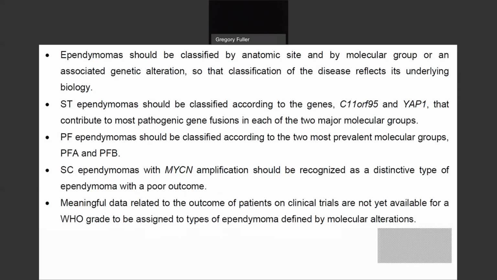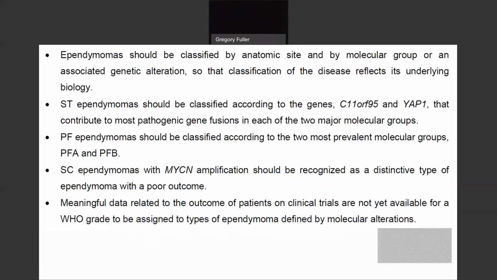Meaningful data related to outcome of patients on clinical trials are not yet available for a WHO grade to be assigned to types of ependymoma defined by molecular alteration. What? All right, let me make sure I got this straight. If it is a C11orf95 fusion, or a YAP1 fusion, or a posterior fossa, or a PFA, or a PFB, or MYCN, we're not going to give it a grade. Is that correct? Is that what that bullet says?